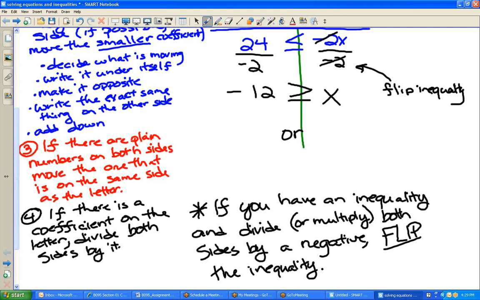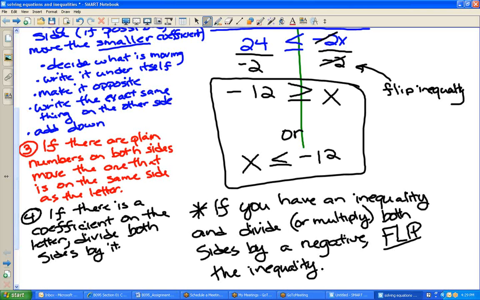Or, if we like to see the letter going first, I have the x. And I have to pay attention to the inequality. What is at the x? Is it the open part or the pointy part? And it's the pointy part. So I need to keep the pointy part at the x. And the negative 12. Chances are, if you have multiple choice, you're going to see the x first. So you have to recognize that this is the exact same thing.